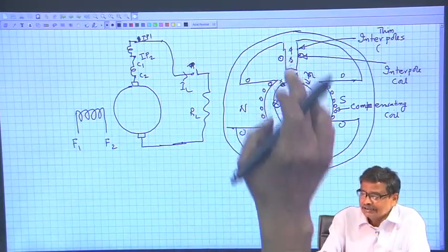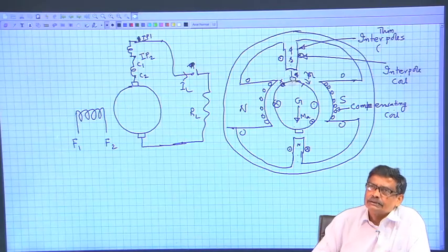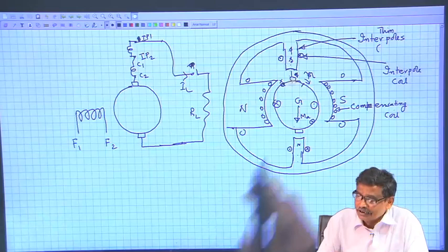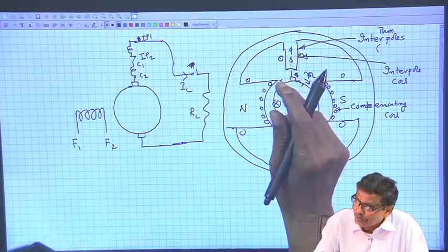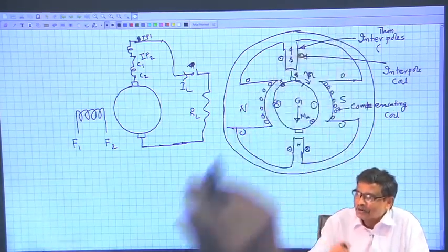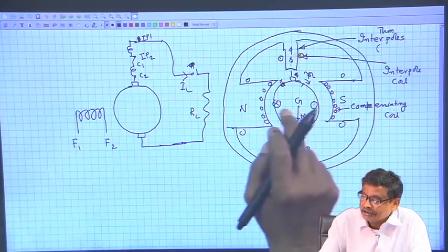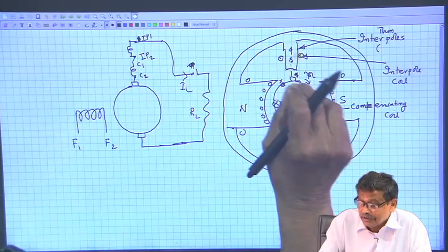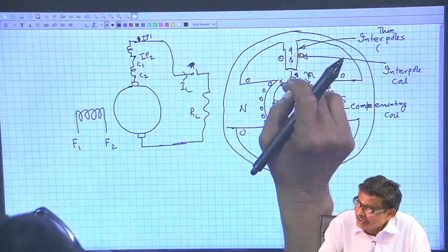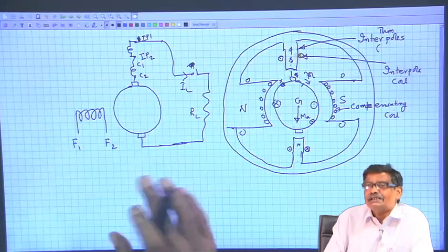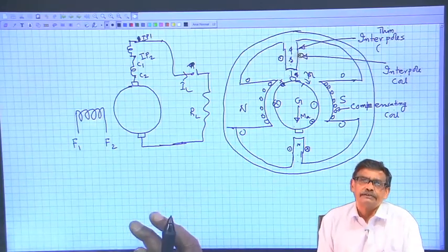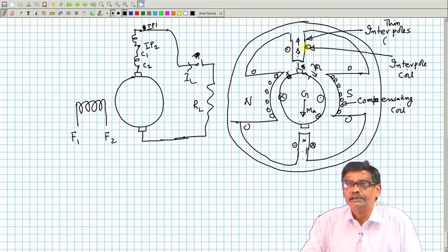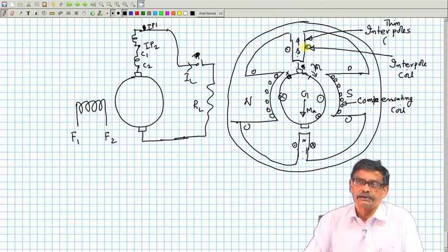That is, in this case the interpole is designed not only to compensate this B, but also to overcompensate it, slightly, so that the same polarity which this conductor is going to face after a little bit of time, it starts facing a little ahead. So, these are the nice physical reasonings with which one can understand what is going to happen in a DC machine when the armature carries current.